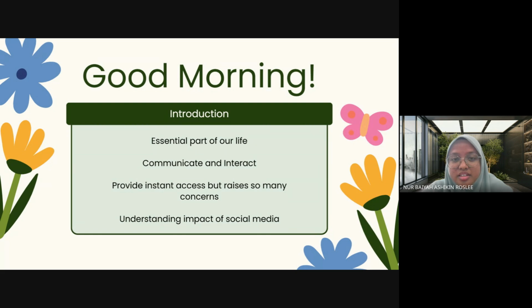For the introduction, in today's digital age, social media has become an essential part of everyday life, from staying connected with friends and family to sharing news, opinions, and experiences on platforms like Instagram, Twitter, Facebook, and TikTok. These apps influence how we communicate and interact. While social media offers many benefits, such as instant access to information and global networking, it also raises concerns about privacy, mental health, and screen time. Understanding the impact of social media usage is key to navigating its role in modern society.